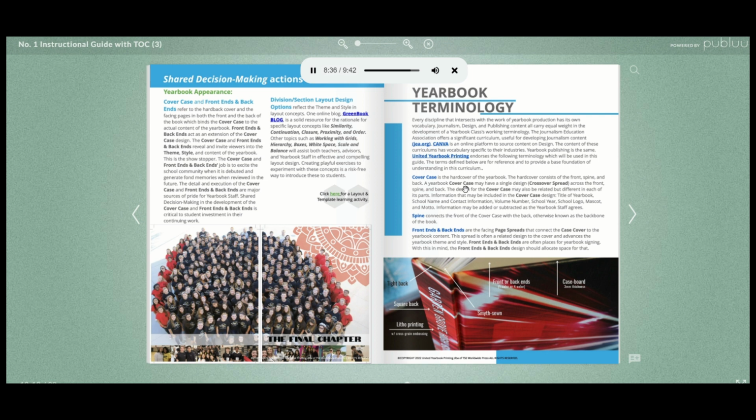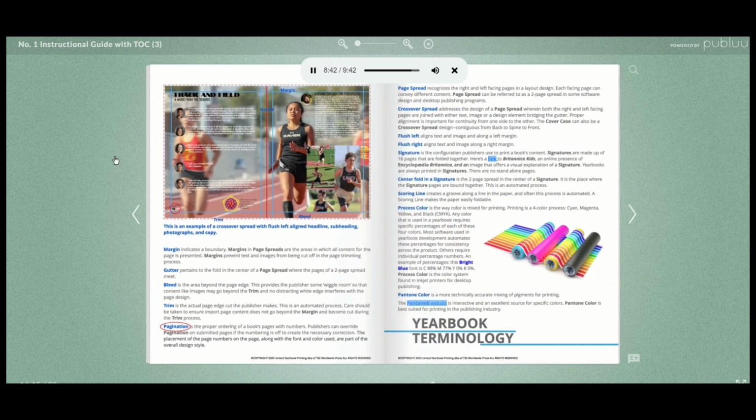Some terms we've included are cover case, front ends, and back ends. As you can see, we've included images for visual learners. We've continued with more terms here. This page spread helps students to identify the new terms as they are introduced to them.